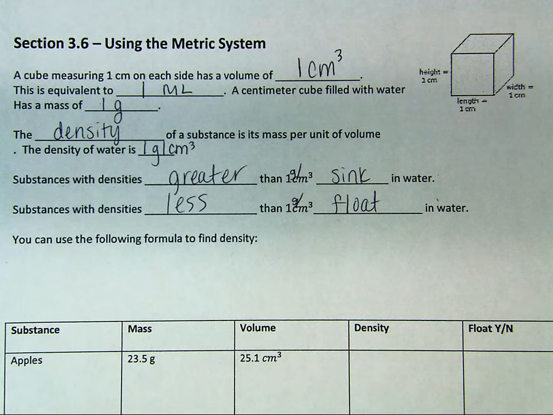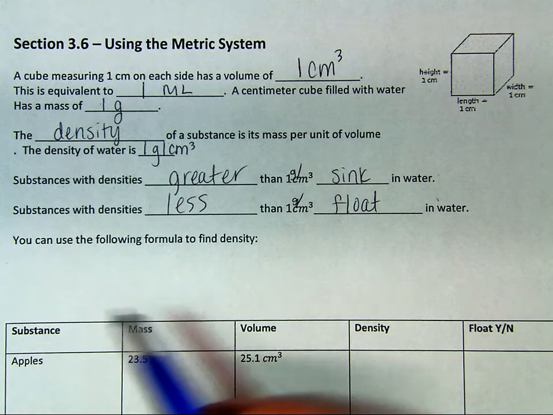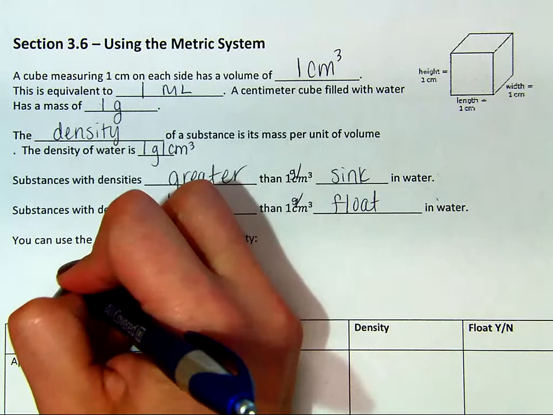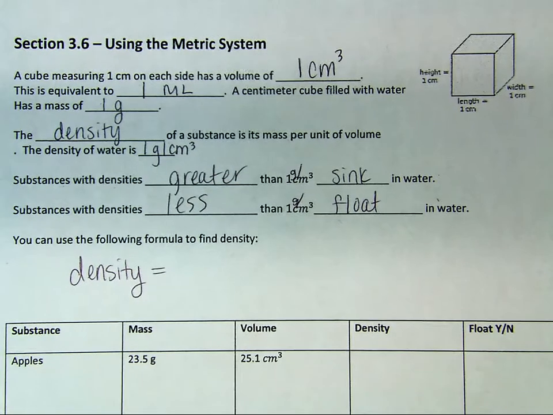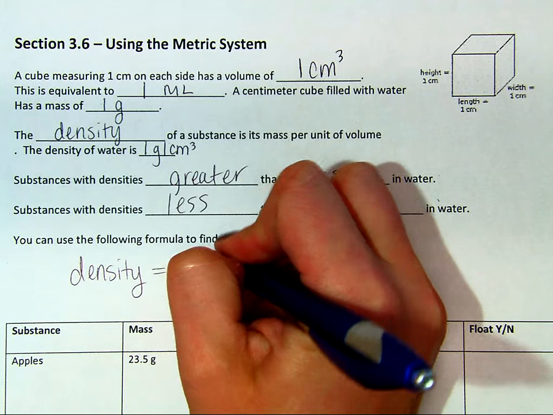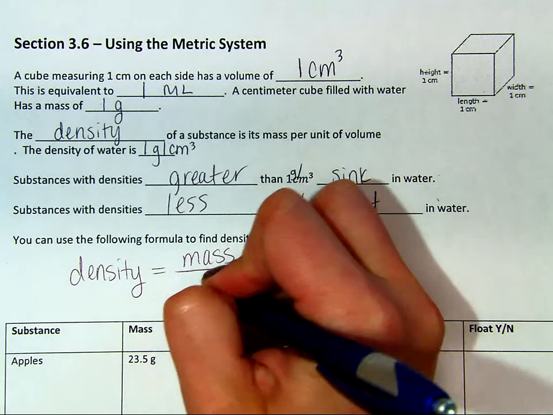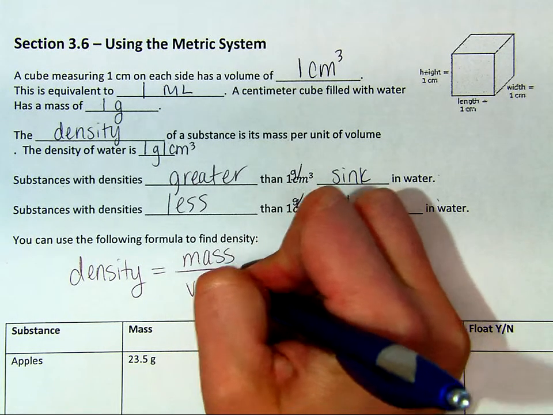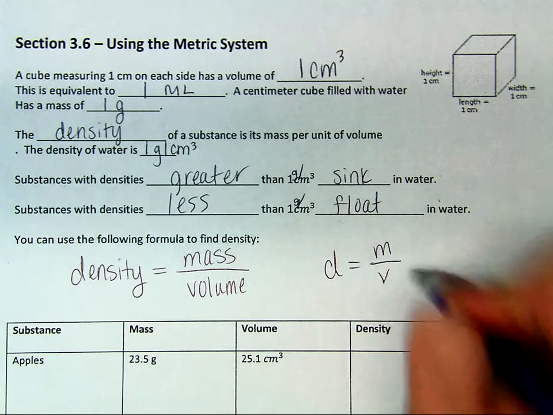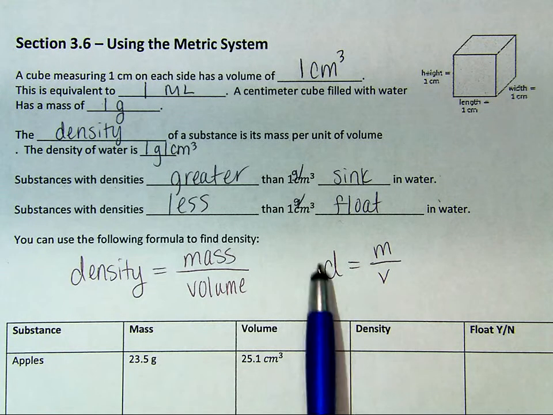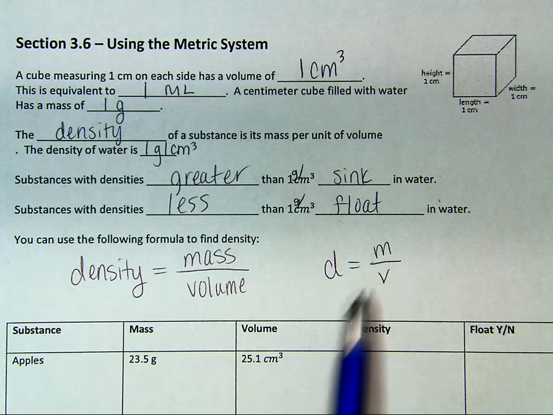Okay, so what we're going to be focusing on most today is this formula here. To find density, density is always equal to whatever the mass is divided by the volume. And the variables we're going to use for this formula are D equals M divided by V. So this is how density, mass, and volume are related with this equation.